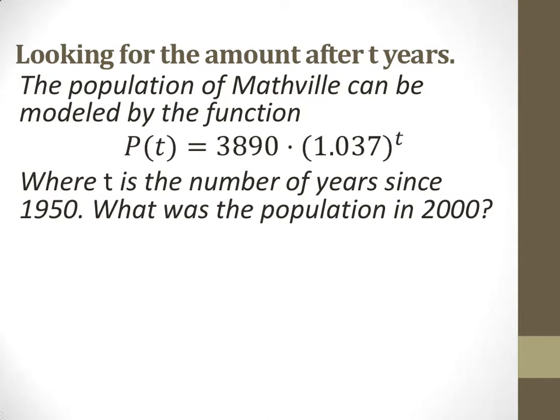For this first one, we're looking for the amount we have after some amount of years. So the population of this city can be modeled by this function. T is the number of years since 1950. What was the population in 2000? So we're given the T. We do have to do a little translation though. Remember, it's the years since 1950. So we need to subtract and we get 50. So we get what is the population when T is 50.